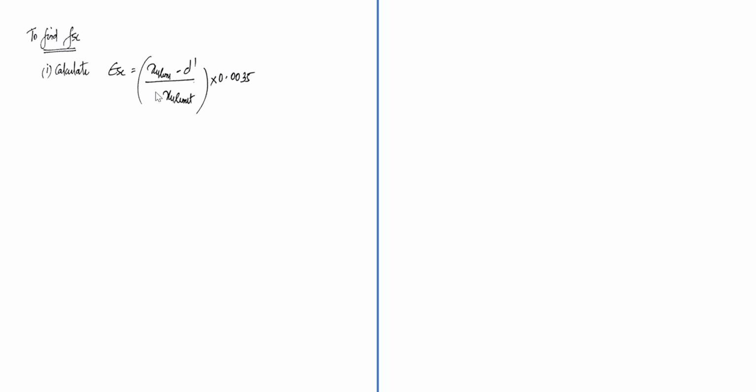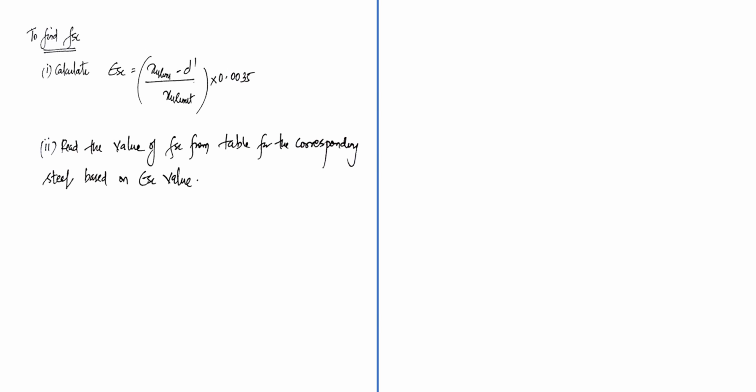I will assume this as a limiting section, because we have taken this as a limiting section, and the remaining part is only two moments, that is the moment created by AST2 and ASC. Which means there is no change in your XU. Whatever AST2 is coming here, that much amount of ASC we are providing at the top also, which means the section is now a balanced section. So you can calculate epsilon SC as XU limit minus D dash divided by XU limit into 0.0035. You will get the value for epsilon SC.